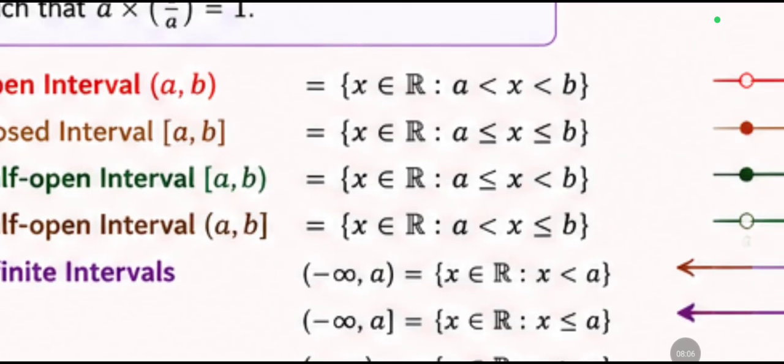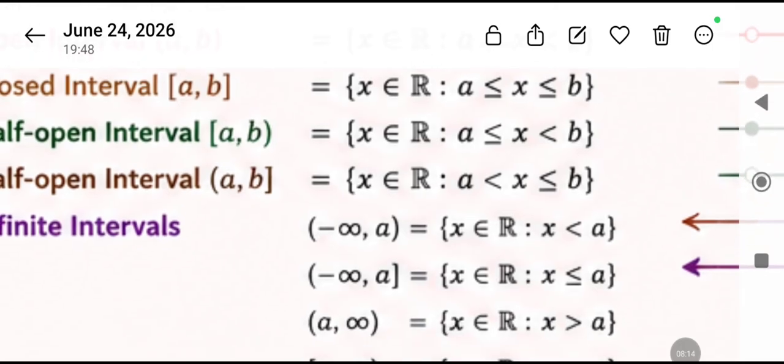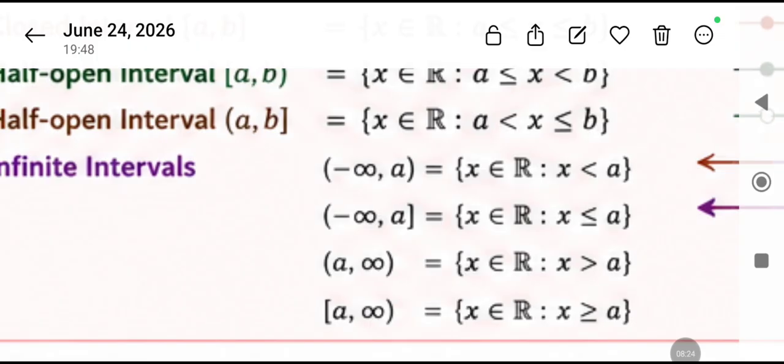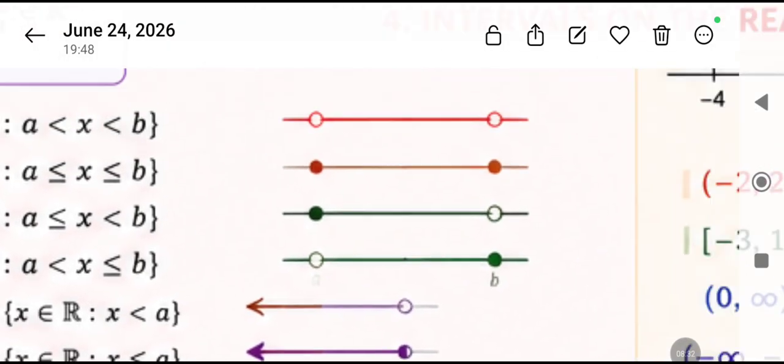Infinite intervals: minus infinity to a, that is x belongs to R such that x is less than a. Minus infinity to a closed, x is less than or equal to a if a is in the closed interval. a to infinity in open interval, x belongs to R such that x is greater than a. If a is in the closed interval, infinity in the open interval, then x belongs to R such that x is greater than or equal to a.